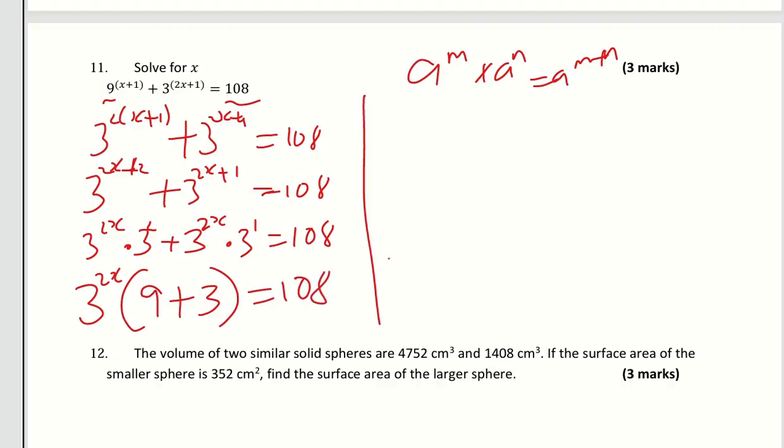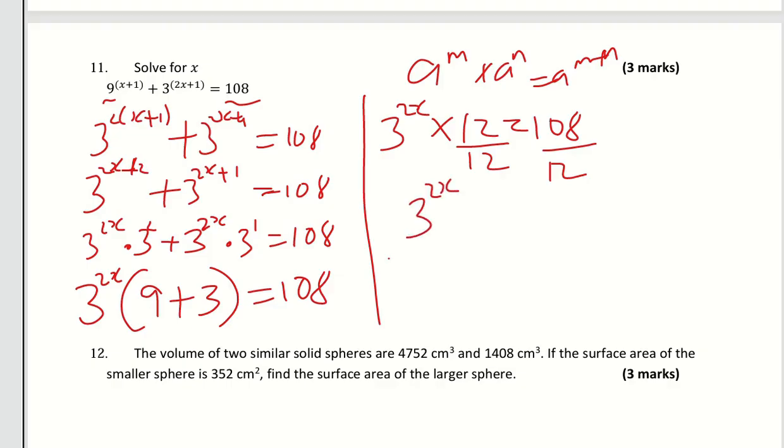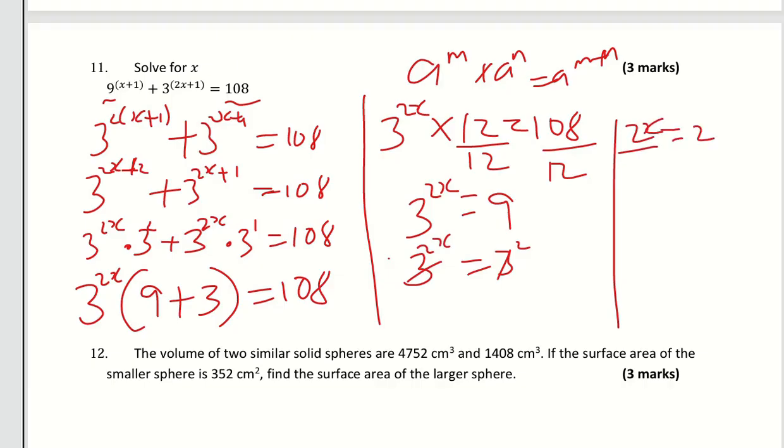Then this one will give us 3 power 2x multiplied by 9 plus 3, which is 12, equal to 108. Divide both sides by 12. So 108 divided by 12 gives us 9. So 3 power 2x equal to 9. And 9 can also be written as a base of 3. So it will be 3 power 2x is equal to 3 power 2. You drop the bases because they are the same. So it will be 2x equal to 2. Divide by 2, divide by 2. x is equal to 1.